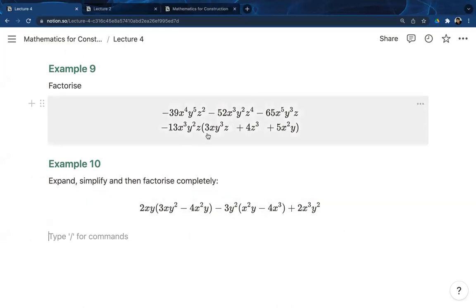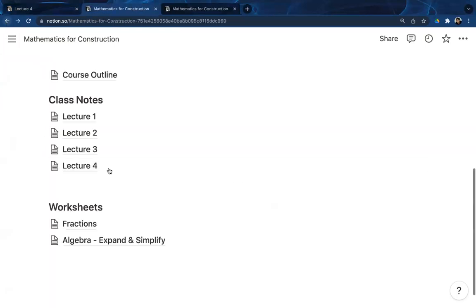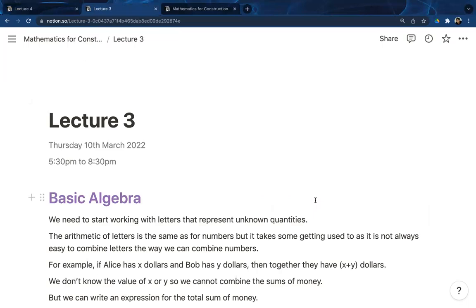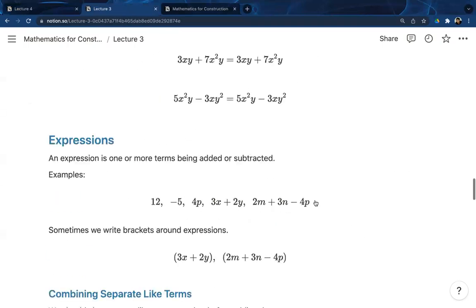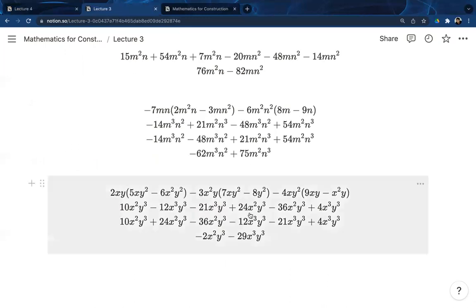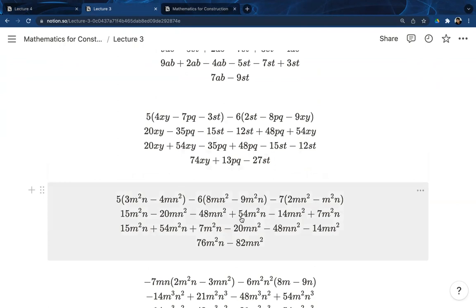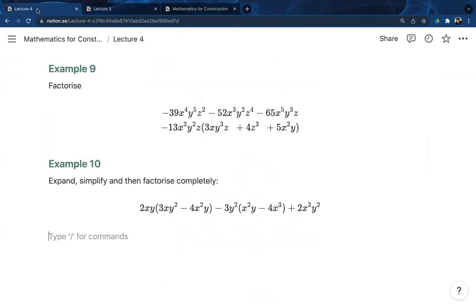We were doing this in lecture 3. In lecture 3 we were multiplying things out like this problem here. So we get some practice with lecture 3. That was last lecture, right? So now, for your final answer, you want to factorize your final answer. So have fun with this.